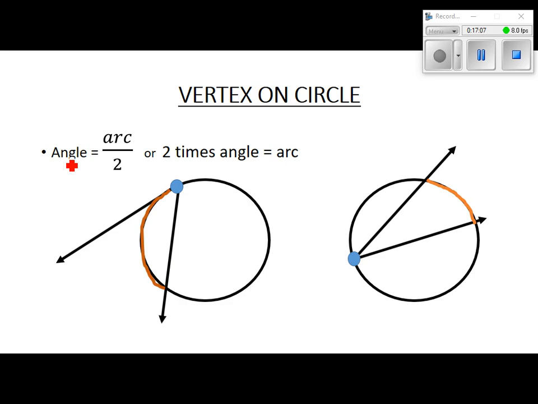Vertex on the circle. There are two different ways an angle could look if the vertex is on the circle. It could look like this, or it could be an inscribed angle and look like this. The angle always equals the arc divided by 2. So if I tell you that this arc is 150 degrees, then to get this angle, we just divide that by 2. So that angle would have to be 75 degrees.